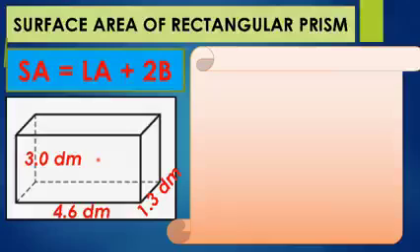That is, surface area again is equal to LA plus 2B. So again, una nating i-work out yung LA. Hanapin muna natin yung lateral area of your rectangular prism. Again, para makuha yung lateral area, that is simply the sum of the area of the side faces, which is right and left, and the area of the front and back faces. Yung nasa harap at yung nasa likod. Those are your lateral area of the rectangular prism.